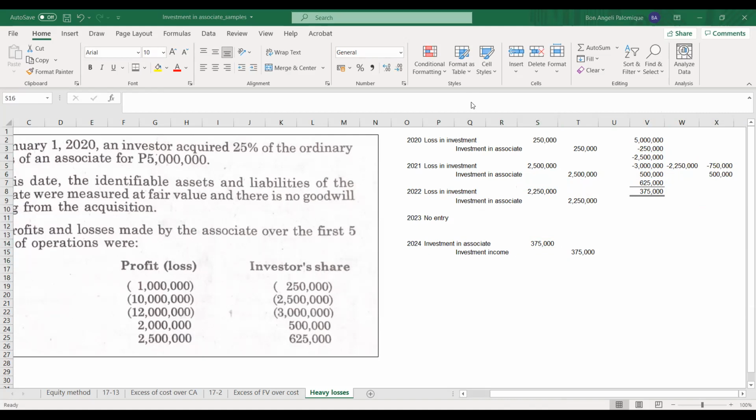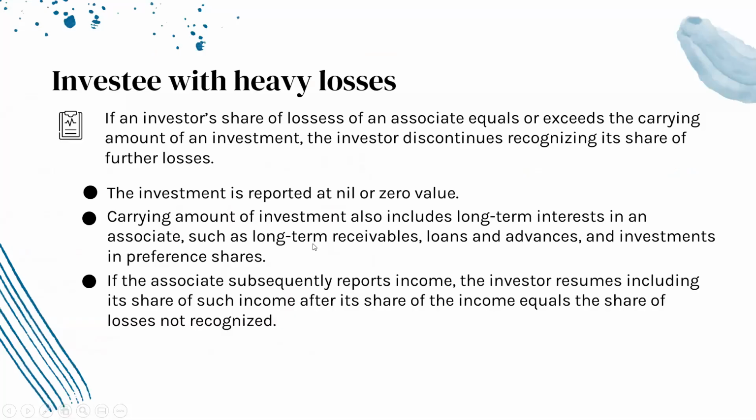Okay, so balik tayo dito sa slides. Okay. So ito yung sinasabi dito na if the associate subsequently reports income, the investor resumes including its share of such income after its share of the income equals the share of losses not recognized. So, kailangan mo muna bawiin yung mga hindi mo na-recognize initially nung sunod-sunod na loss.